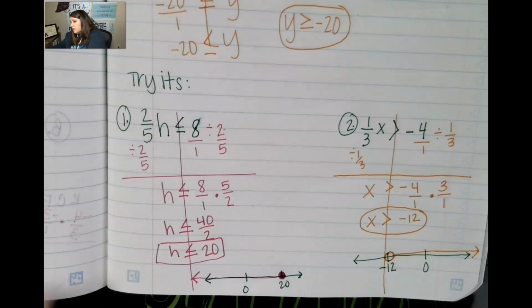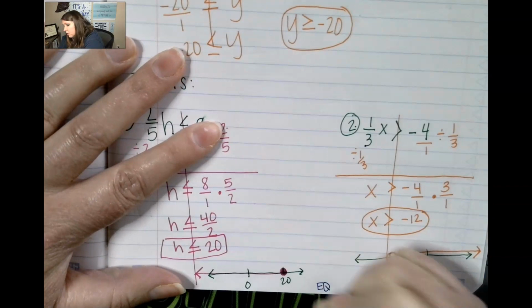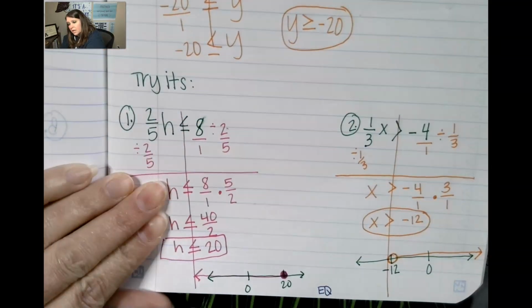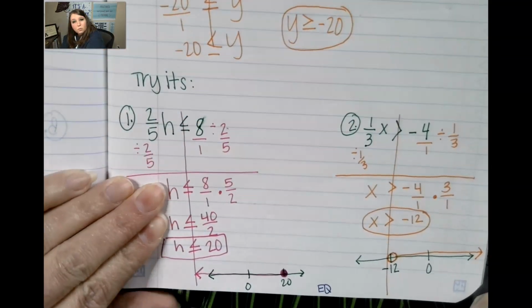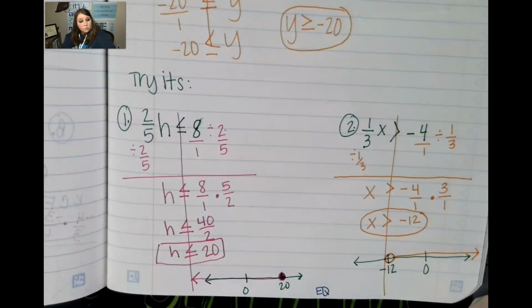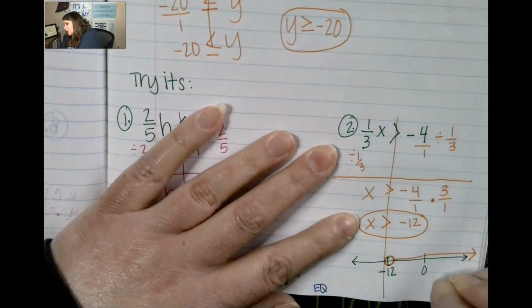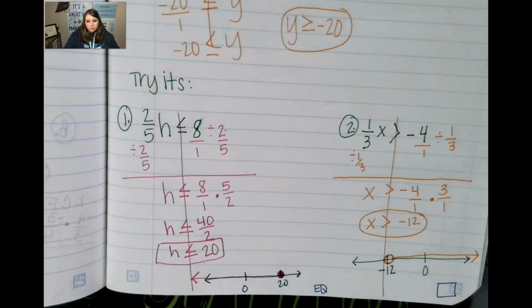All right, tell me, where are you at with your level of understanding? How are you feeling right now? Write your answer to your essential question: How do we solve inequalities when they're multiplying by a fraction? And then put your level of understanding out to the side. Where are you at with your learning?